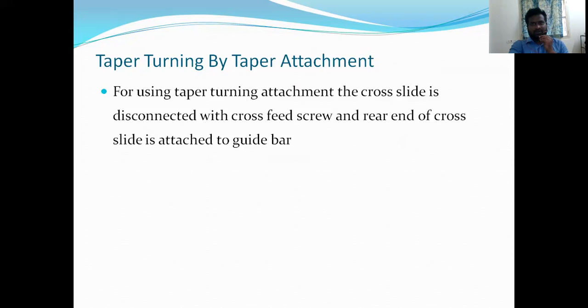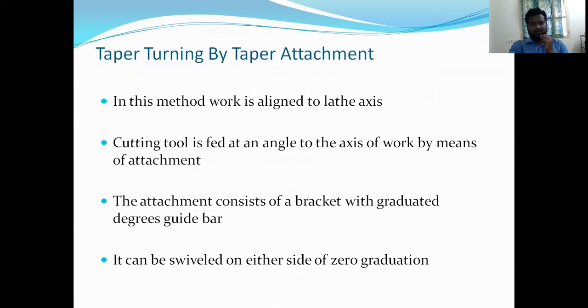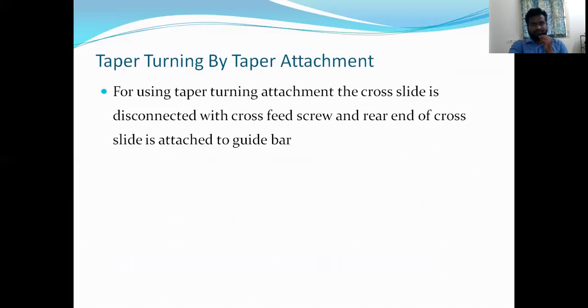For that reason, the cross slide is disconnected from the cross feed screw, and the other end of the cross slide is attached to the guide bar. Already we learned that the guide bar has a bracket with graduated degrees. That attachment has graduated degrees and a bracket, right? So it can be used for turning external tapers.